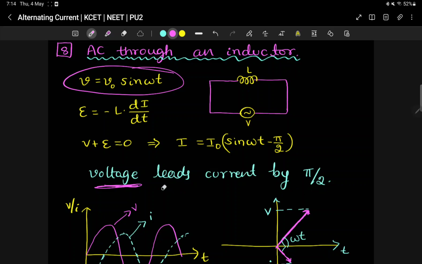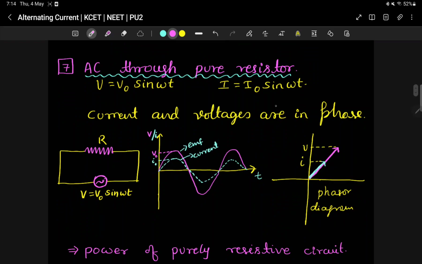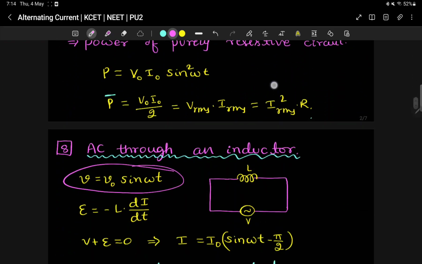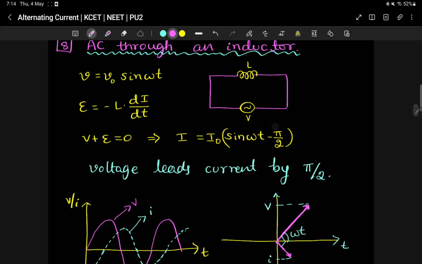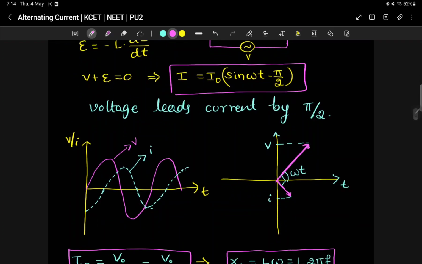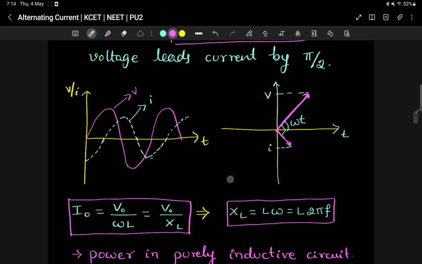Do remember any one. In case of a resistor there is no phase difference: V is equal to V naught sin omega t, I is equal to I naught sin omega t. But in case of an inductor, V is equal to V naught sin omega t, but I is equal to I naught sin omega t minus pi by 2. So there is a change in angle. It is represented like this. This is the phasor diagram. This is the representation of the waveform for voltage and current with respect to t.